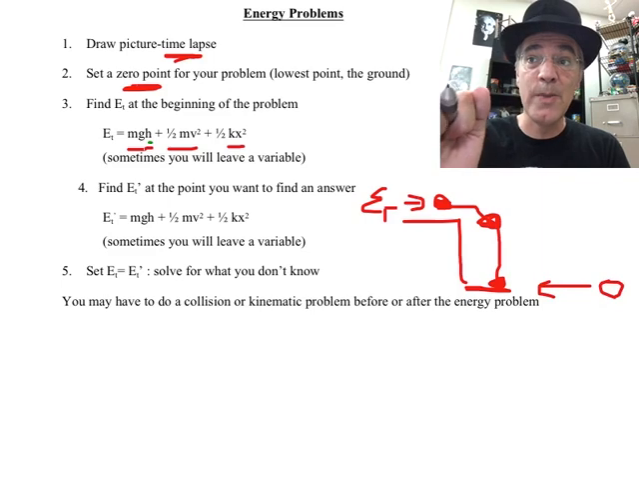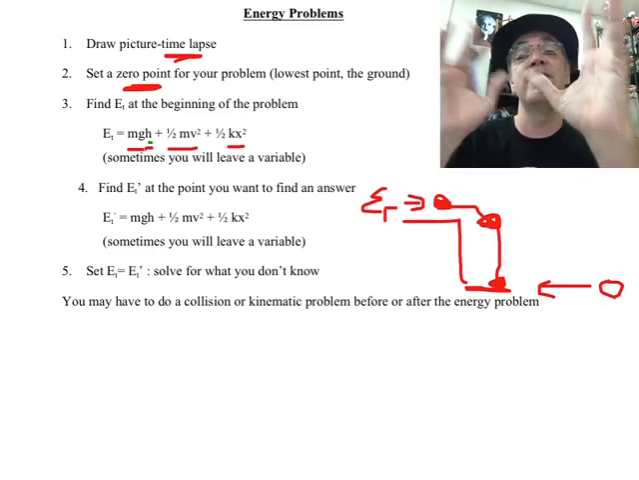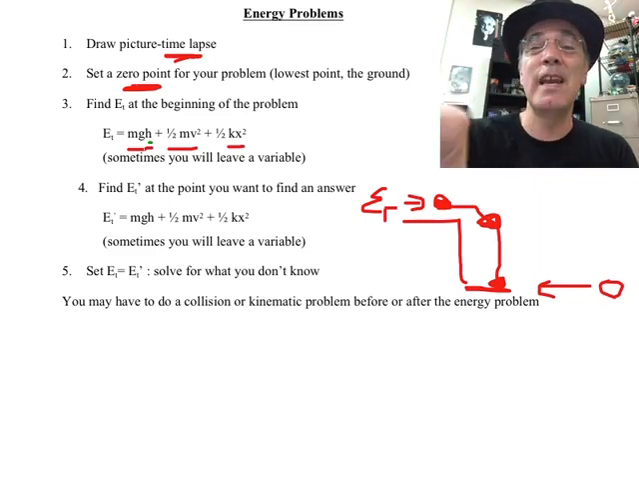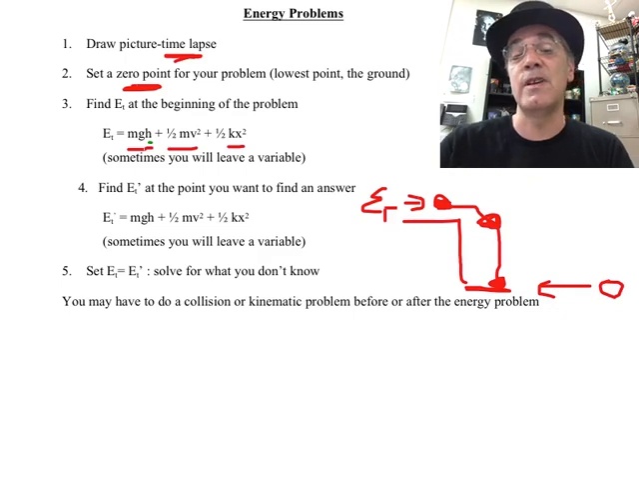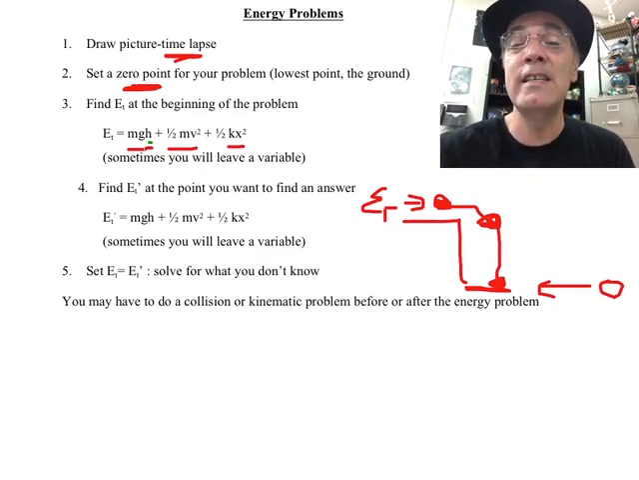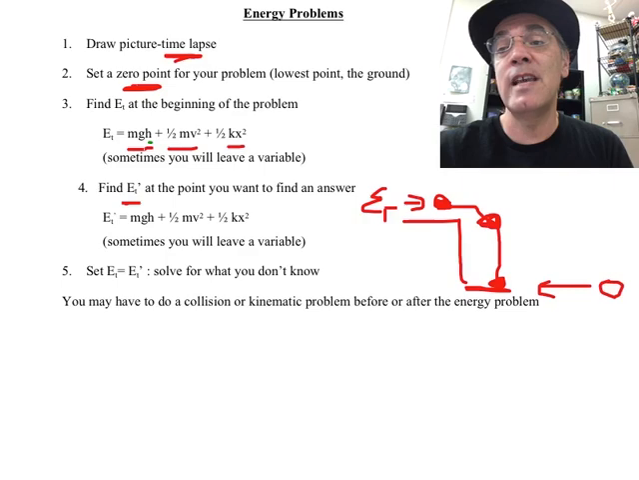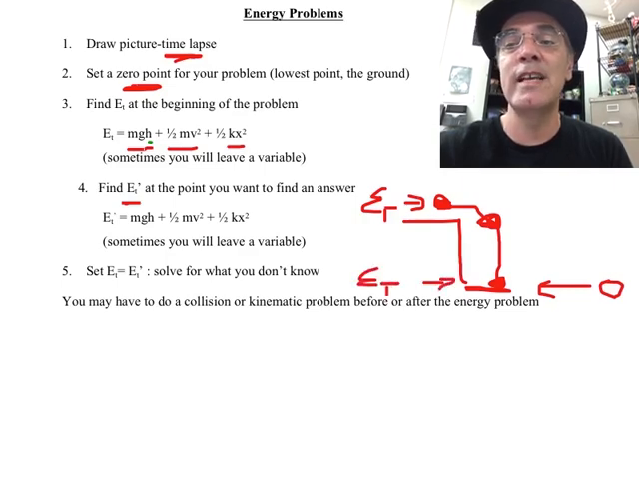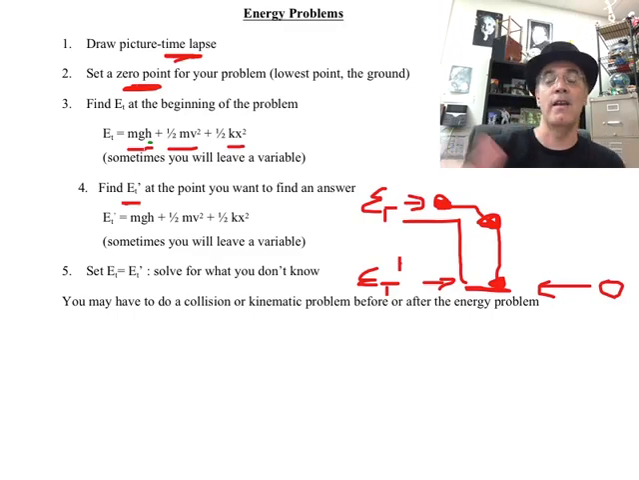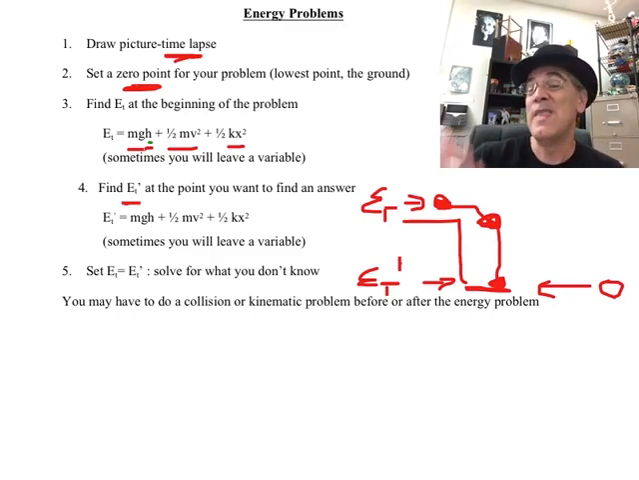If you don't know something, like you don't know the initial velocity, you can leave v as a variable. Most times at the beginning they tell you everything, and later on you don't know something. And then I'm going to find ET somewhere else. Let's say in this problem I'm going to find it at the very end. I put ET on there again, but I want to say it's at some other time, so I put a prime on it. Find the exact same equations.